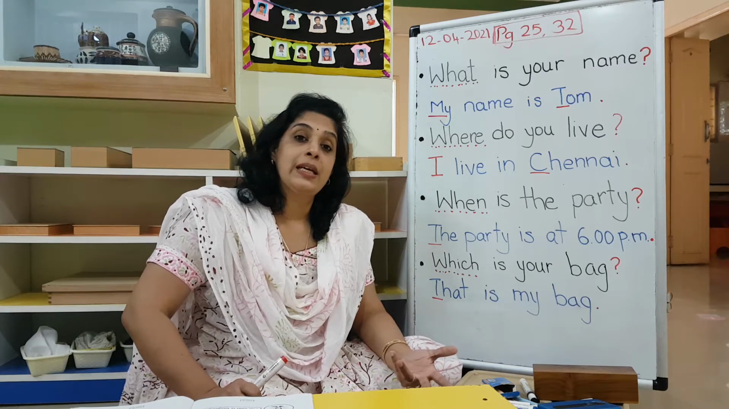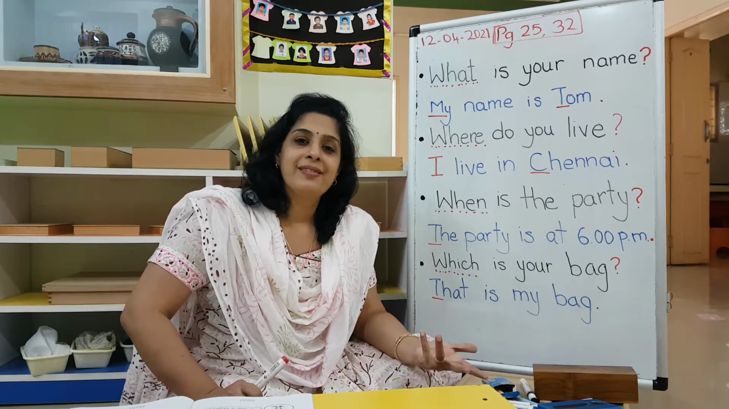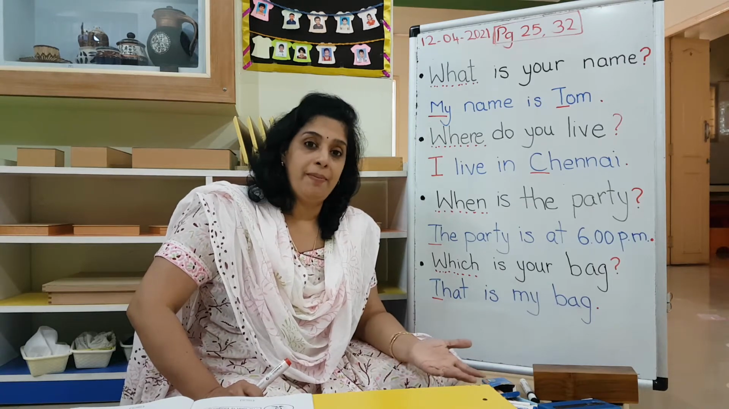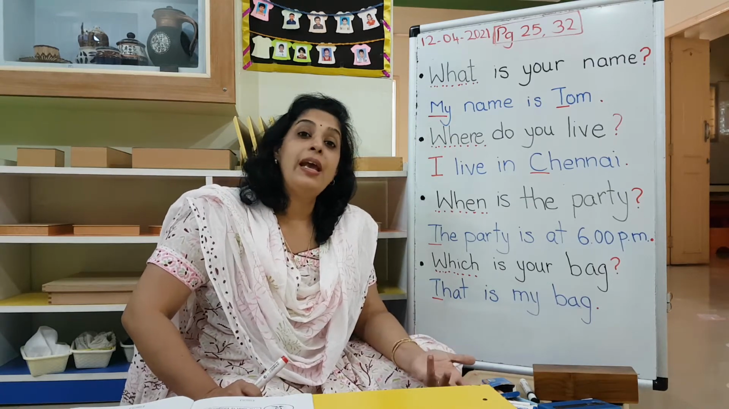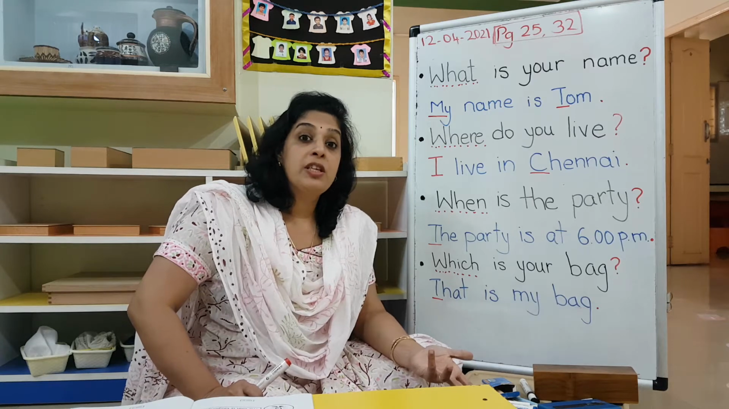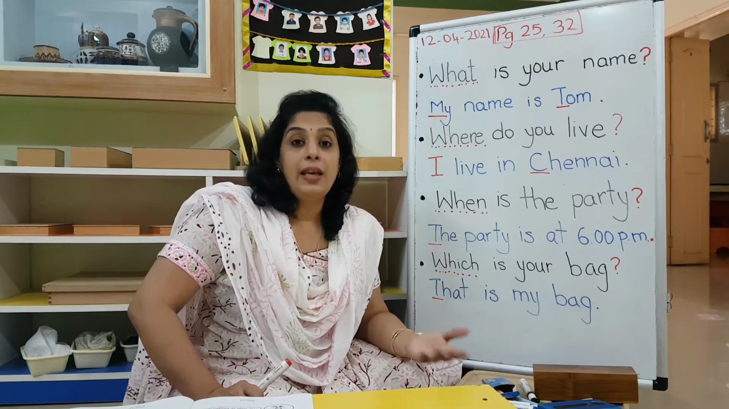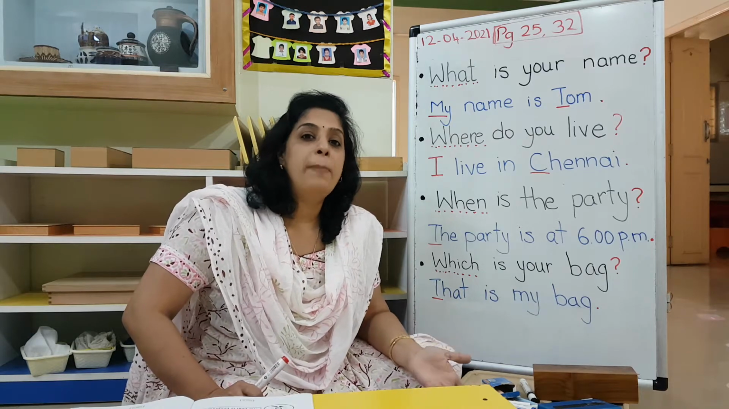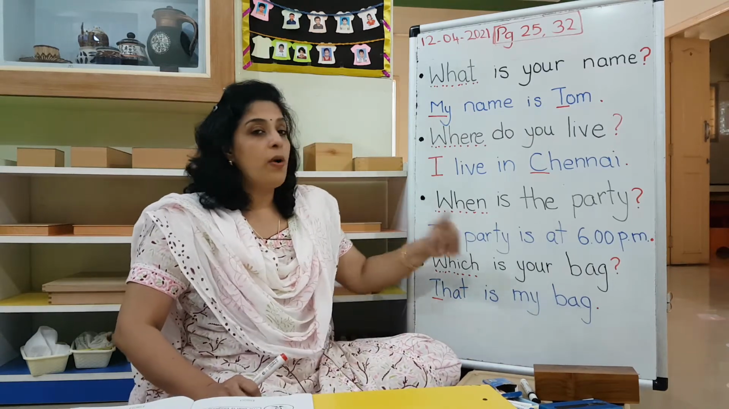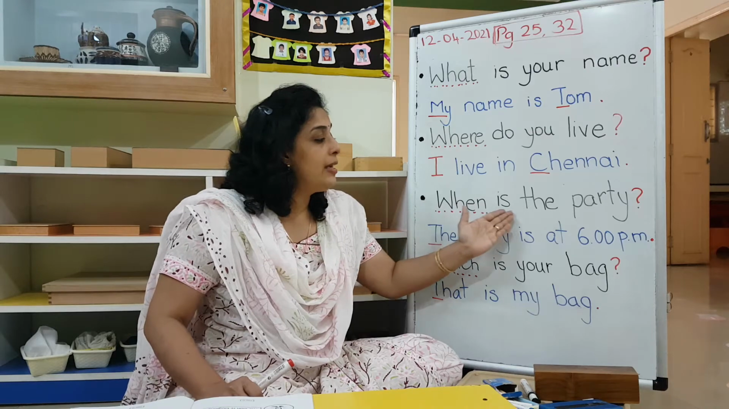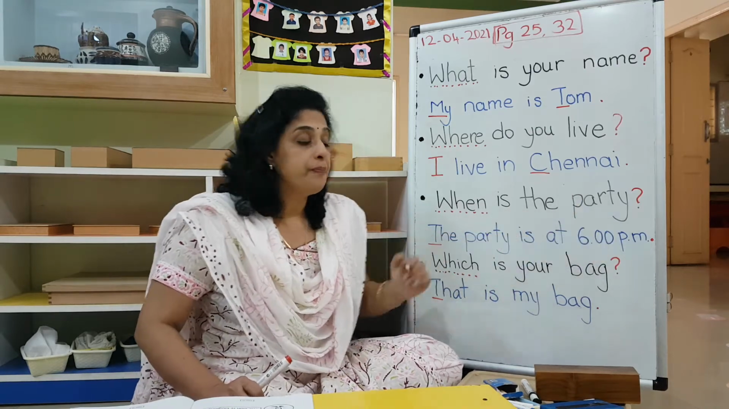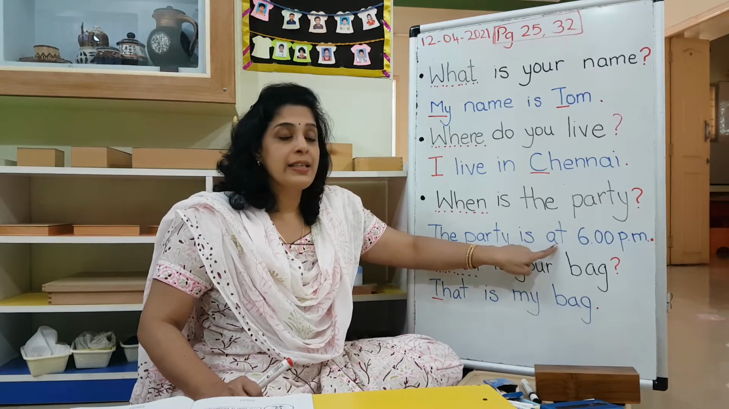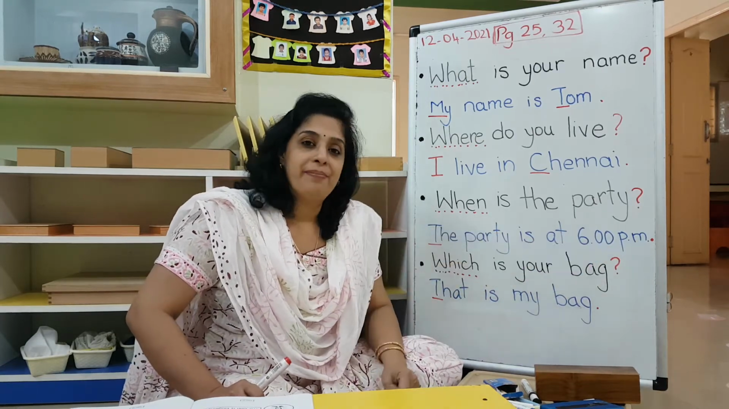is at 6 o'clock or 6 p.m. When it is evening, you say p.m. If it is morning, you will say a.m. Okay? 6 o'clock in the morning is 6 a.m. 6 o'clock in the evening is 6 p.m. Okay, let's see what answer I have given for when is the party. The party is at 6 p.m.